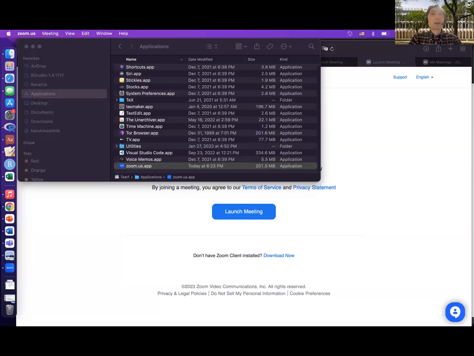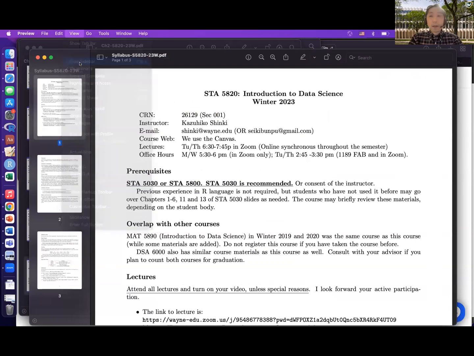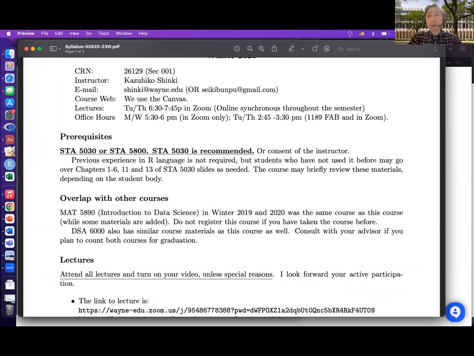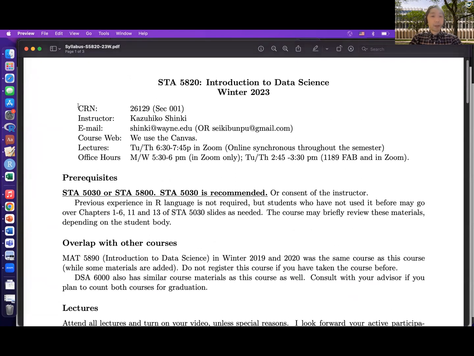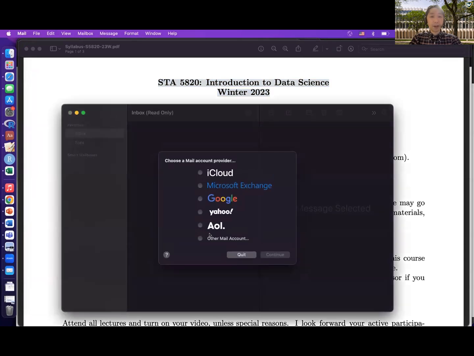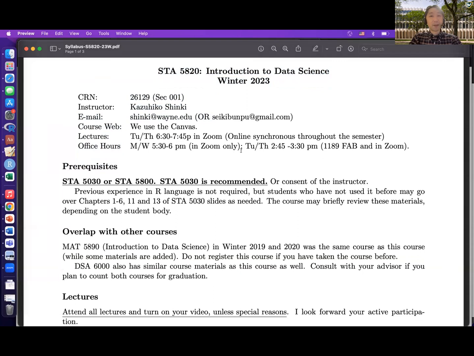Okay, so at first, I want to explain the syllabus. So maybe I will share the screen. The syllabus is available in Canvas, so you can download it as you want. But I want to make sure that everyone is on the same page. Stat 5820, Introduction to Data Science. Course number here, and the instructor is Kaz Shinki, and the email is this one. I usually use the Gmail, but you can use either this mail or this mail. All mails are forwarded to the same account. That is Seiki Bunpu, which means the normal distribution in Japanese.